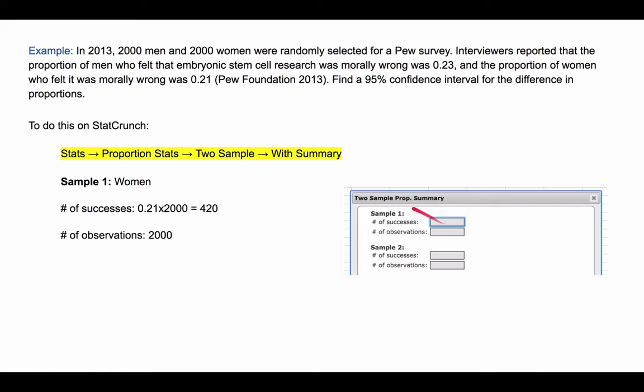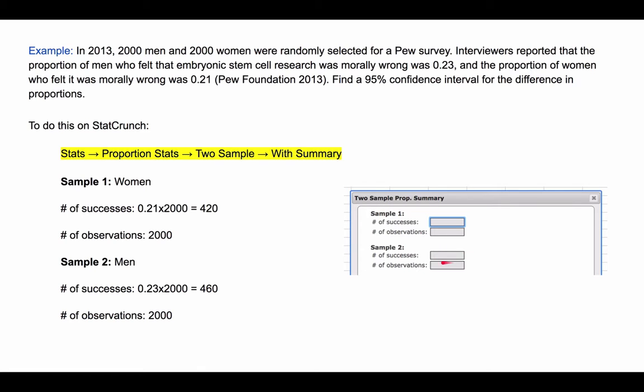Okay, so we do the same thing for the men. Sample 2 will be the men, and number of successes is the number of men in the sample who think stem cell research is wrong. So we're told 23% of them believe it's wrong, and there are 2,000 men. So to calculate that, we do 23% of 2,000, and if you type that into the calculator, you get 460, and that's going to go in this box right here under number of successes.